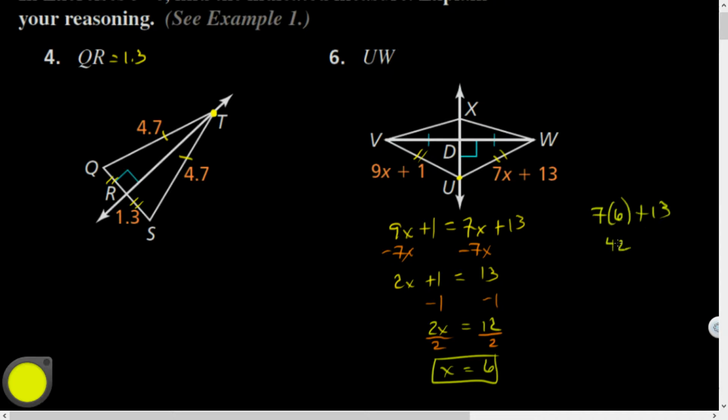Wow. What's this? Let's see. Am I even doing this right? UW. 7 times 6, and that's always one that I usually mess up. 42. What's that? 55. For the UW. More like WUOTI, you know what I'm saying?